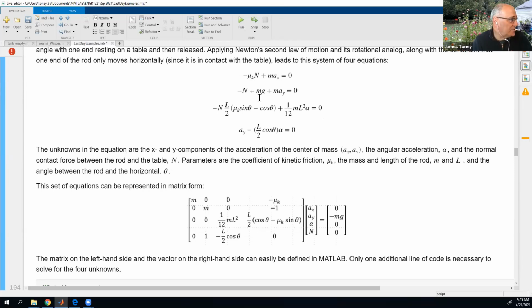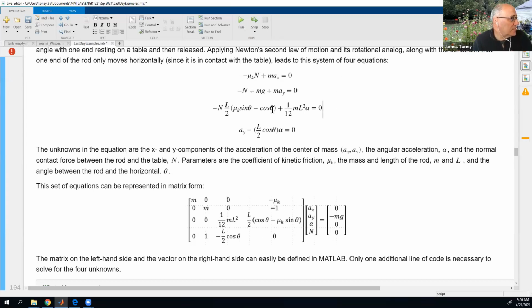Then the second equation, there's no ax term, so that's a 0. Coefficient of ay is m. There's no alpha term. And the coefficient of the n term is minus 1. That's the other thing people get confused about. They don't know what to do when there's no number here. Well, there's no number, it's just a 1. Or in this case, it's a minus 1.